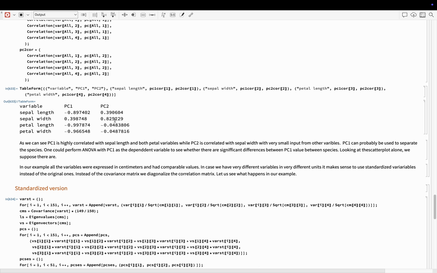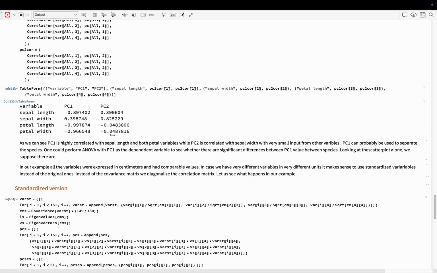So, our two components, our original variables. When we look at the column related to the first principal component, we see that it is negatively and highly correlated with sepal length and petal width. And the correlations are really very high. So in a sense, it is correlated with more or less the size of the flower. Only the correlation with sepal width is much smaller.